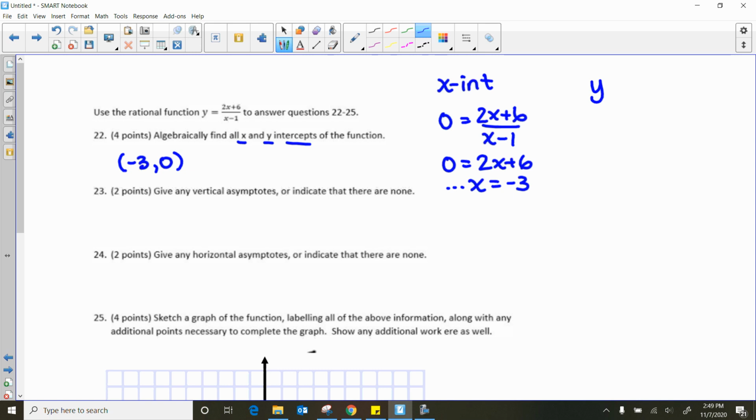For the y-intercepts of a graph, any graph in the world, I plug in 0 for x, and I see what comes out for y. So the y-intercept is (0, -6).